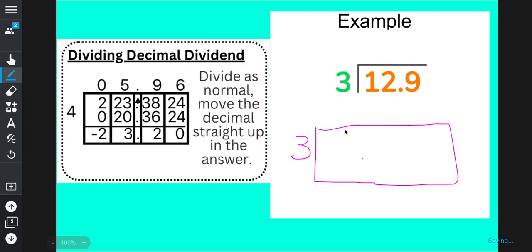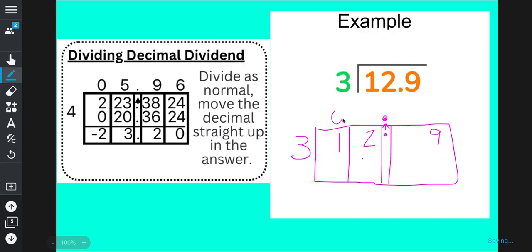We are going to put our whole numbers. We're going to make a skinny box where our decimal goes, and then any numbers after that. So the 1, the 2, the decimal, and then the 9. And then we start dividing as normal. The only difference is this decimal is just going to travel straight up in its problem.